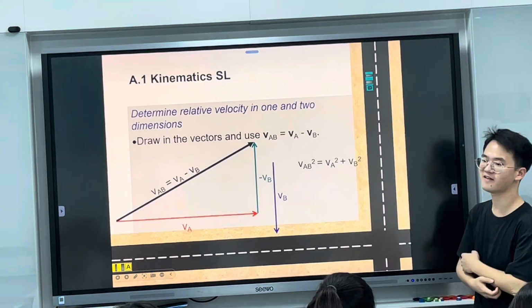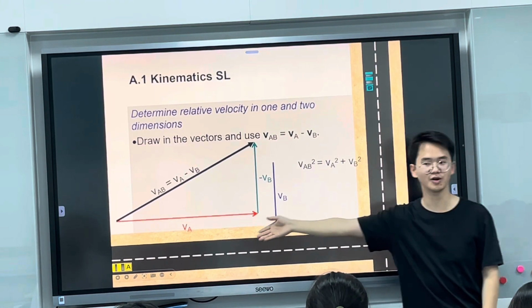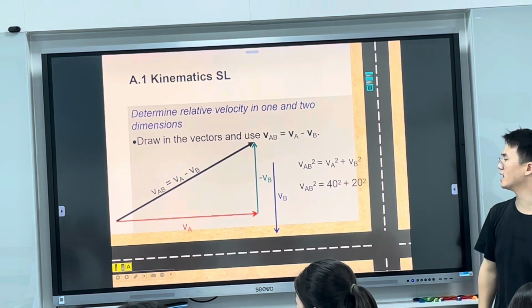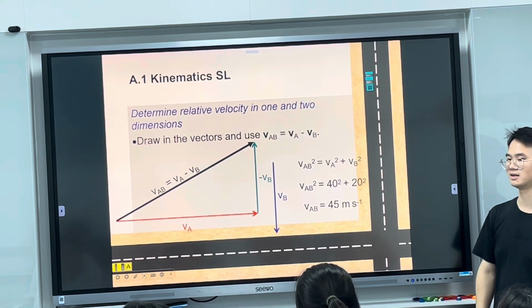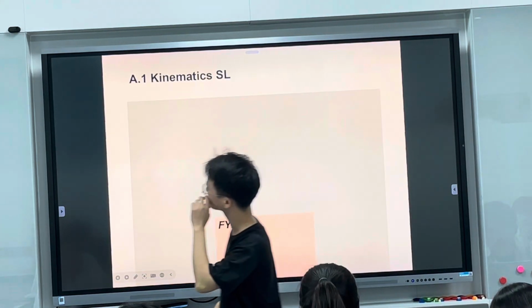Okay, so how are you going to find the magnitude? Then you have a right triangle. You can use the math skills that you have to find the magnitude. Find the magnitude. Okay? Okay. Alright.